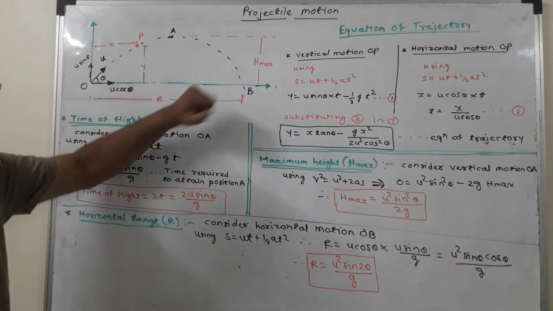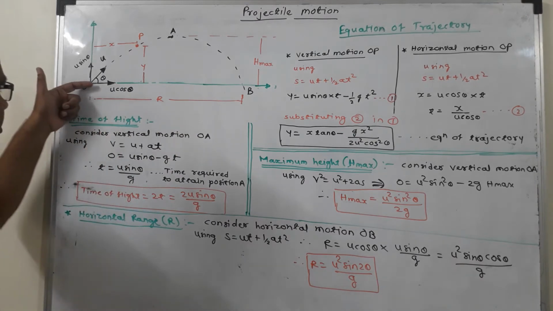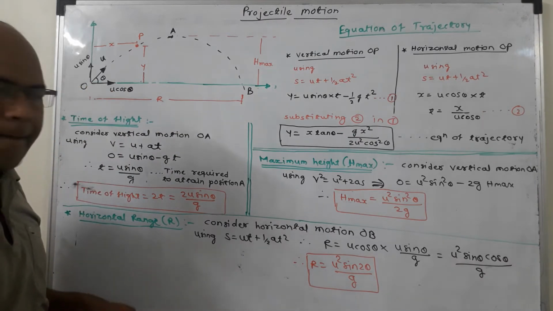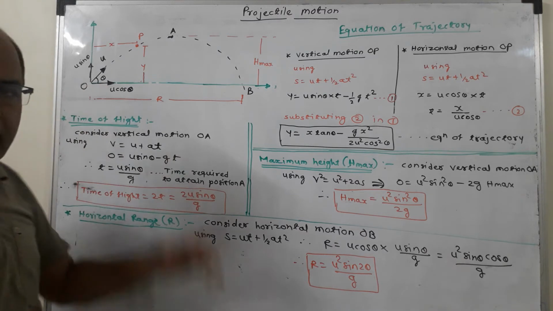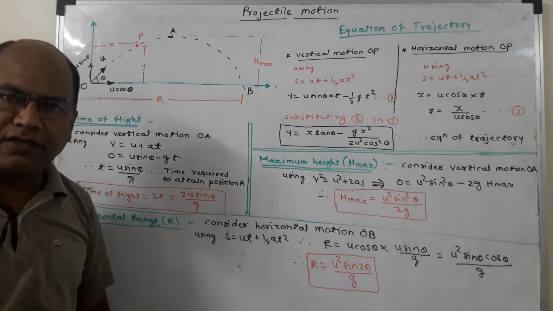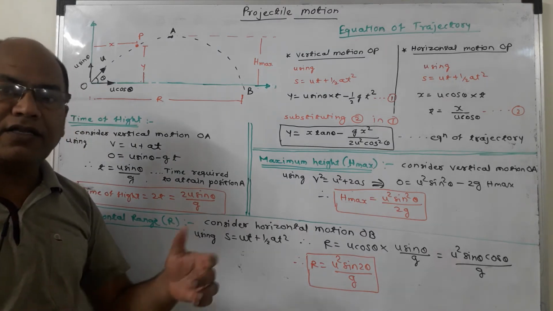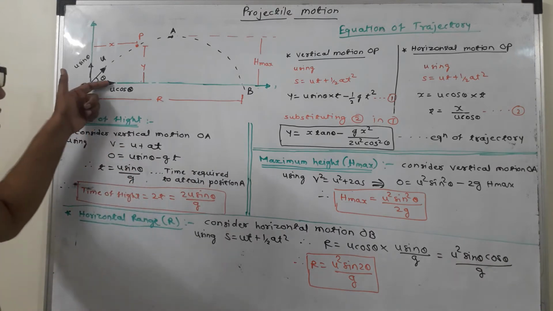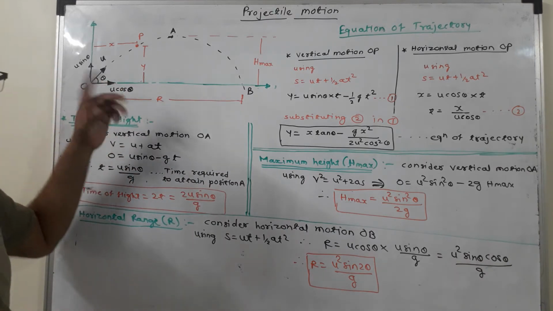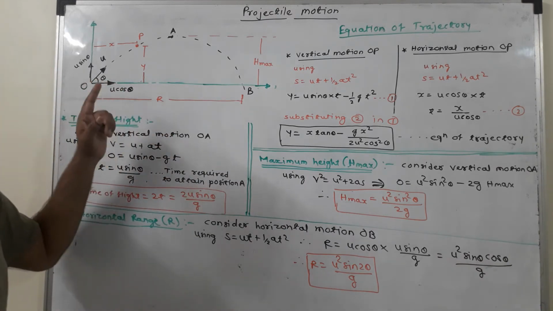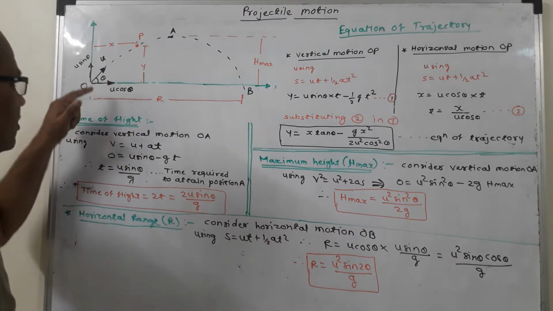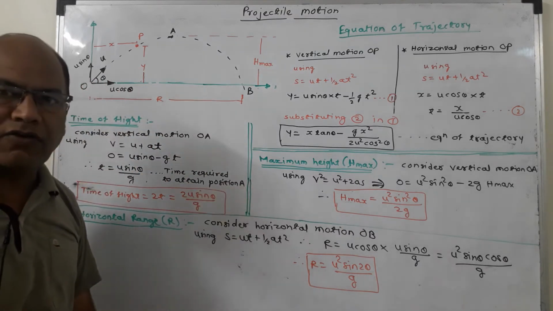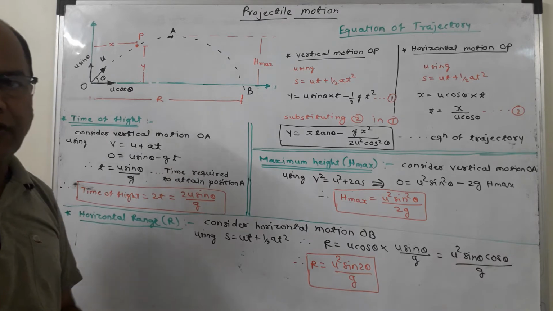Whereas if we consider the horizontal component, the only resistance is the air resistance, but if we neglect the air resistance, the horizontal component is not resisted by any force and it is not subjected to any acceleration. As such, the horizontal component remains constant throughout the motion of the projectile.